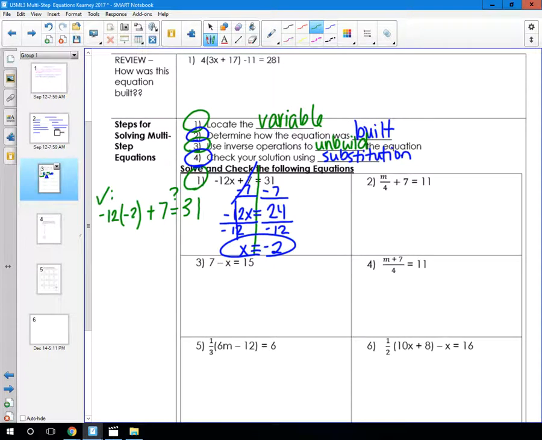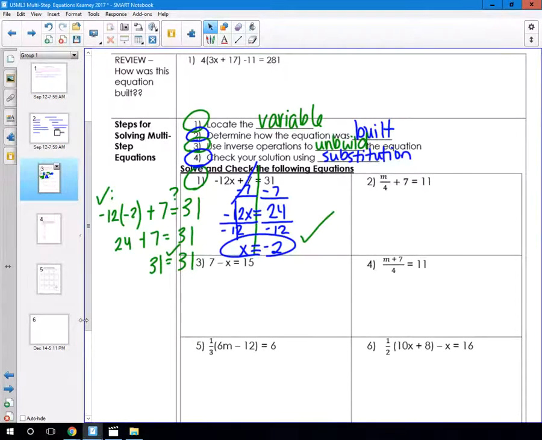So -12 times -2 is positive 24, and 24 plus 7 is 31. And 31 does, in fact, equal 31. So it checks. That is correct.